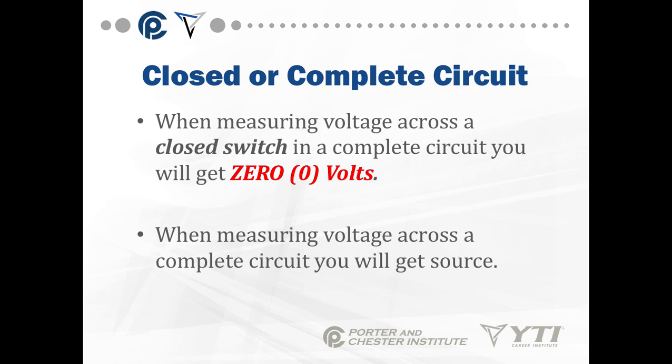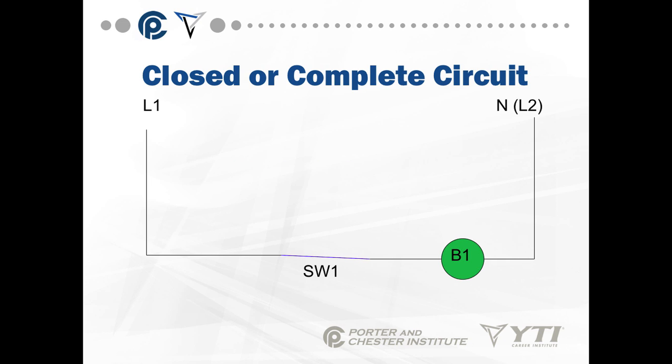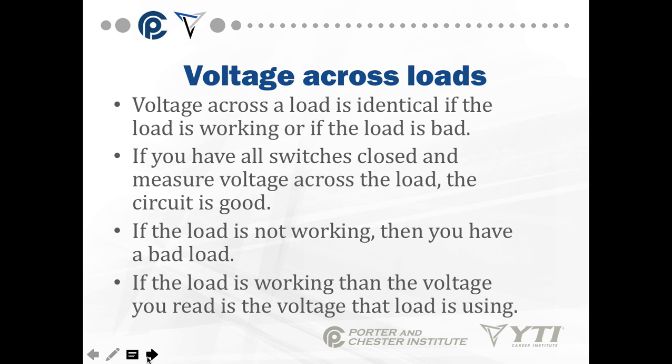Okay, so again, we want to go back to this other diagram. If I measure voltage from here to here, I'm going to get 0. If I measure voltage from here to here, I'm going to get whatever the source is. Voltage across a load is identical if the load is working or if the load is bad.